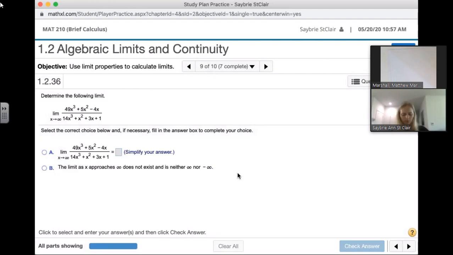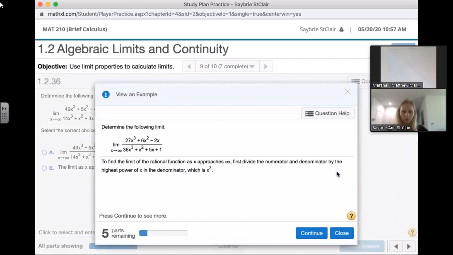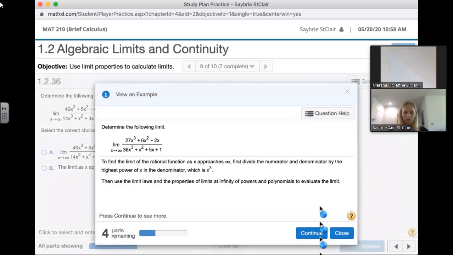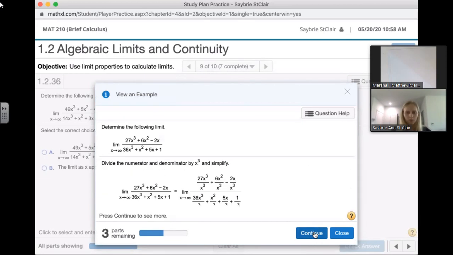So for this one, just check out the explanation super quick, because it might be just dividing 49 and 13 there. I'm not sure. So yeah, the highest power is x to the third. All right. Divide the numerator and denominator by x to the third and simplify.